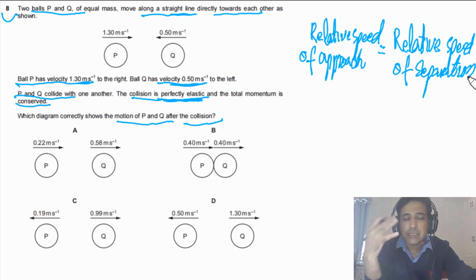Sometimes, most of the students struggle with this concept, to understand what is relative speed of approach and what is relative speed of separation.